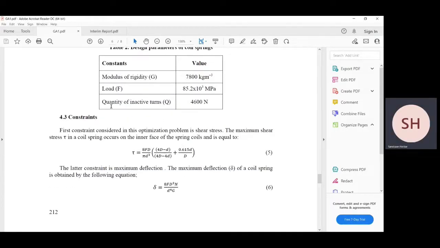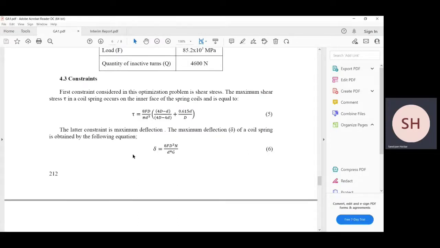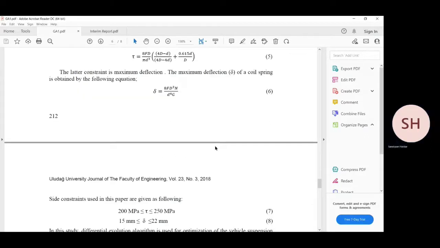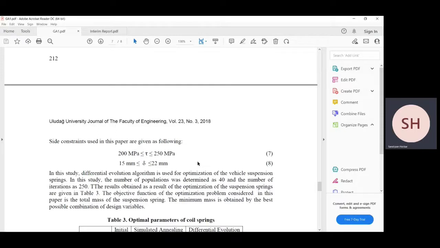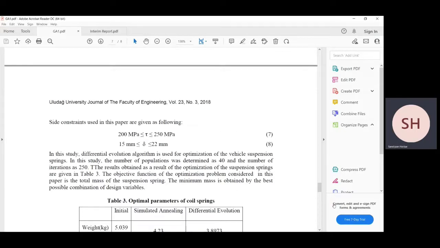There are some additional constraints. So the initial constraint is the maximum shear stress present in the coil, and this shear stress occurs in the inner face. The formula is given. This all has been implemented in the code itself. And the second constraint is the maximum deflection, which is represented by delta. The side constraints that have been used for tau and delta are respectively 250 to 200 and 22 to 50. So we will implement these functions in various iterations of genetic algorithm and simulated annealing. My friends will describe this process further.